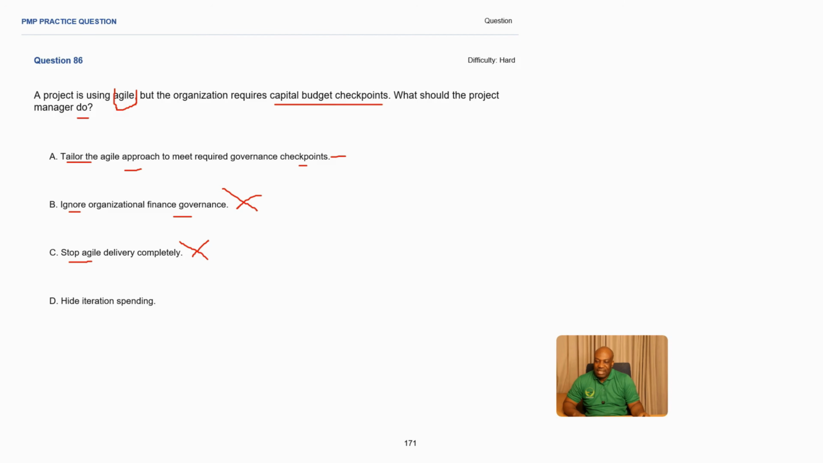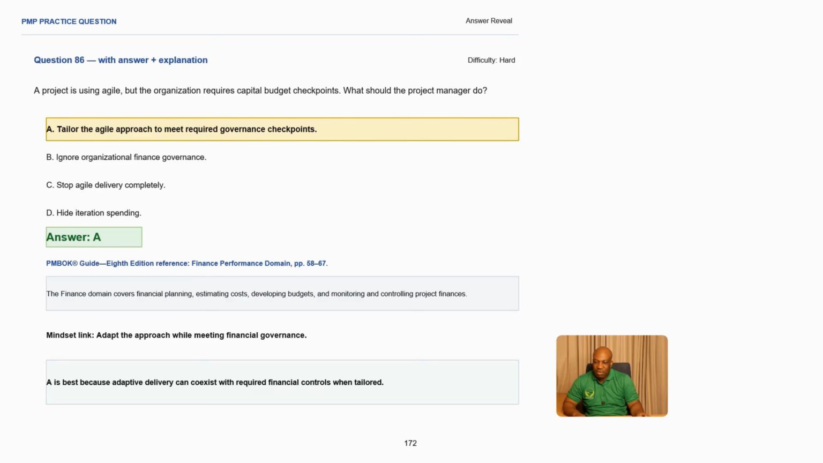D, hide the iteration spending. You don't hide anything in a project. Always be transparent and honest in a project environment. So therefore, the best answer in this scenario is to tailor the Agile approach to meet the required governance checkpoints. And what is our reference to our PM book? Finance Performance Domain, which is on page 58. What does it say? Finance Performance Domain covers financial planning, estimation, developing budgets, monitoring, and also controlling finance.